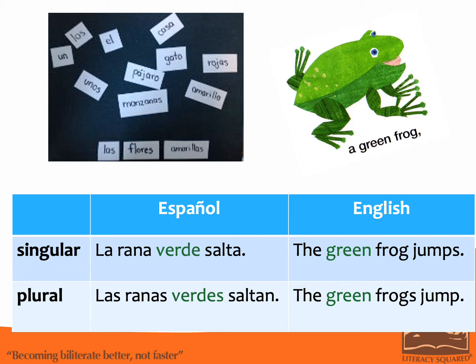The stays the same in singular and plural, pero la cambia a las de singular a plural. Green stays the same in singular and plural, pero verde cambia a verdes de singular a plural. And in both languages we have to add the s to make it plural from ranas and frogs.